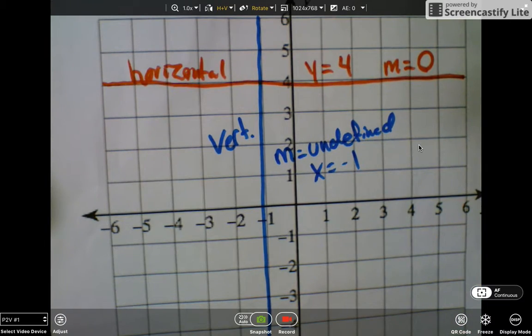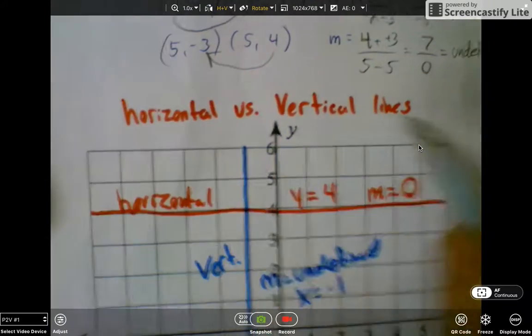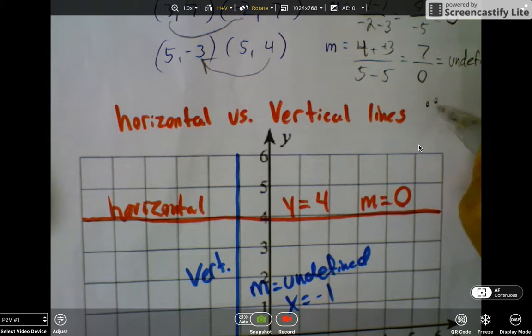Hope this helps clarify the difference between horizontal and vertical lines. This makes me very happy.